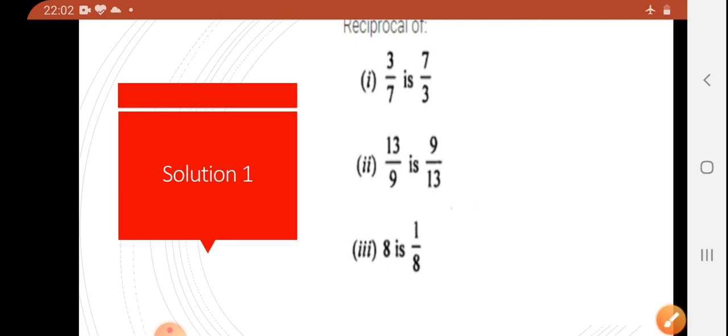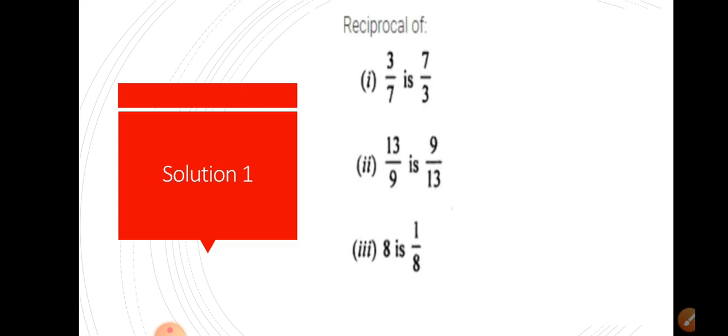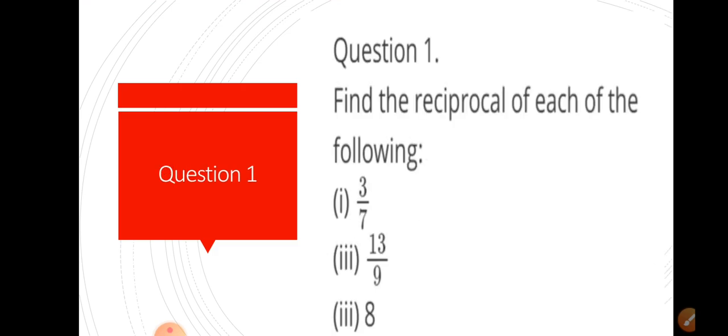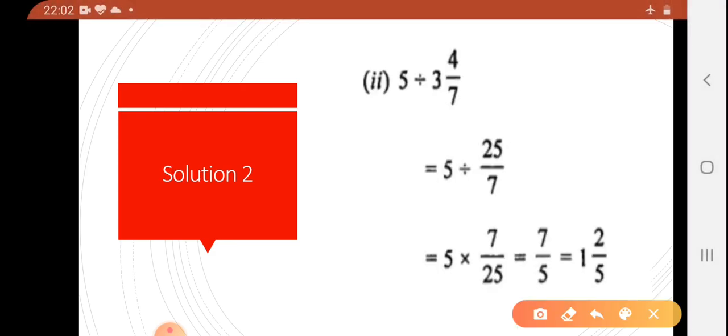Next, question number 2. Evaluate the following. In this we will do question number 2 and question number 3. Question number 2: 5 divided by 3 whole 4 upon 7. Now 5 divided by 3 whole 4 upon 7.